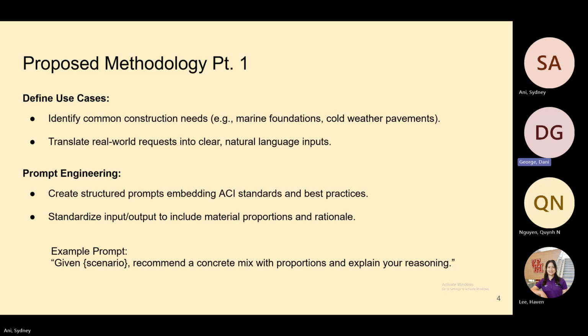And we want to translate these construction scenarios into clear language that the model can easily understand. And we do this by prompt engineering, which is where we structure the prompts by embedding ACI standards. We also standardize the input and output to include material proportions, and also we ask for the rationale. So an example prompt is: given a scenario, recommend a concrete mix with proportions and explain your reasoning.